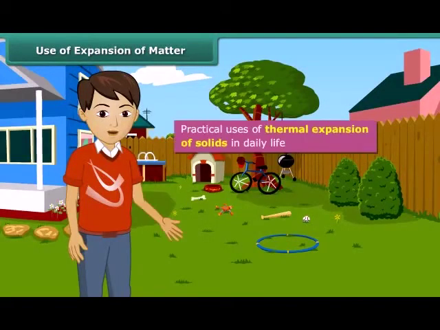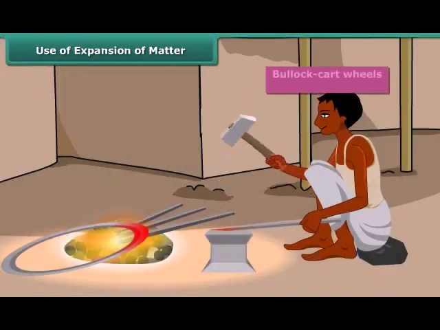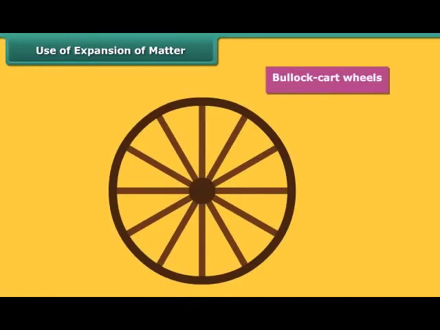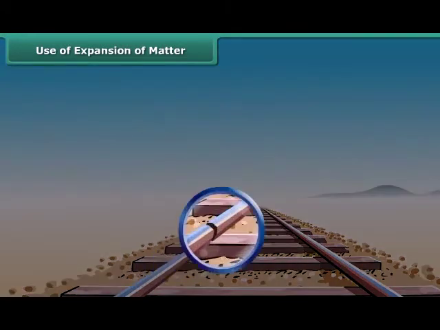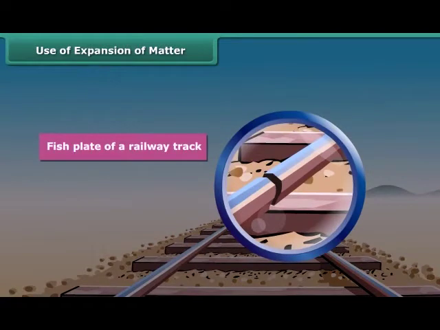Let us look at some practical uses of thermal expansion of solids in daily life. The iron rim is fitted on bullock cart wooden wheels by heating. When the metal cools, it holds the segments of the wooden wheel firmly. A small gap is left between the rails of a railway track, where the two rails are joined with the help of a fish plate. The gap is left to allow space for the expansion of rails in summer.